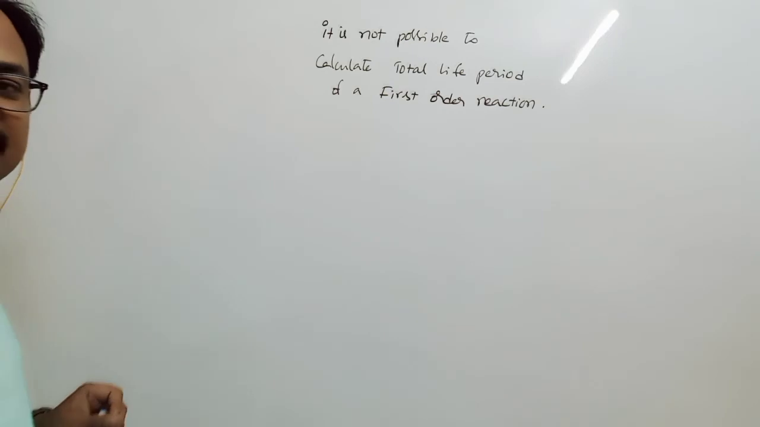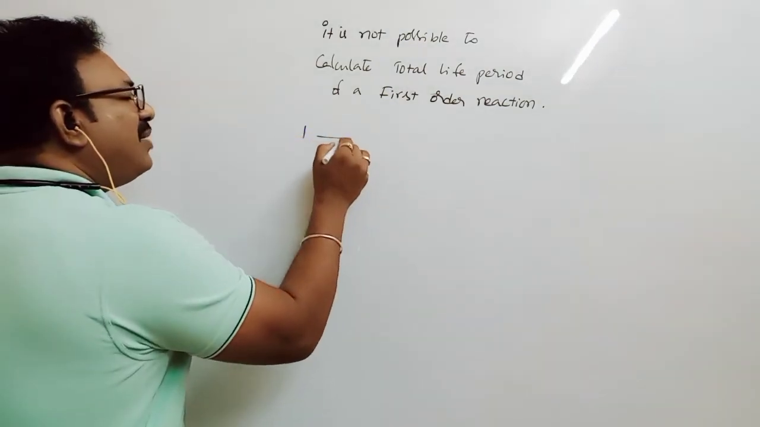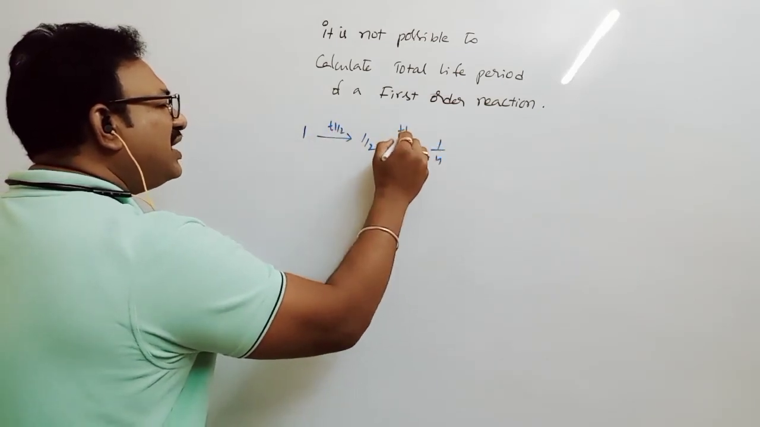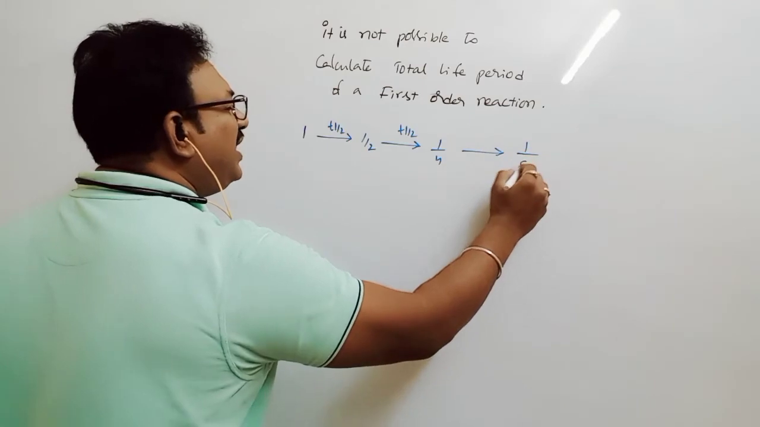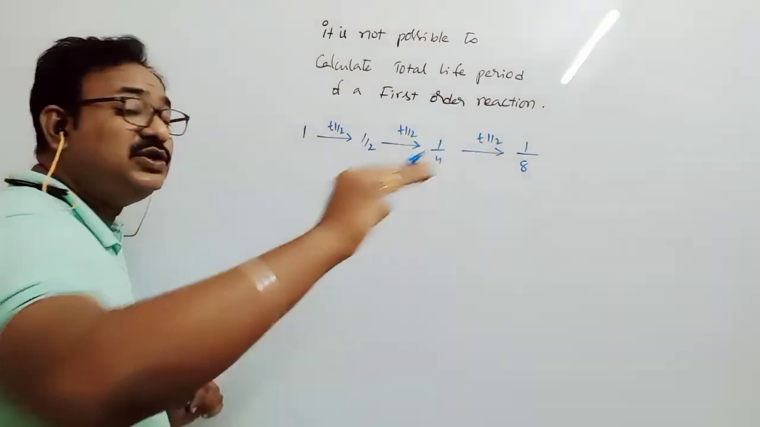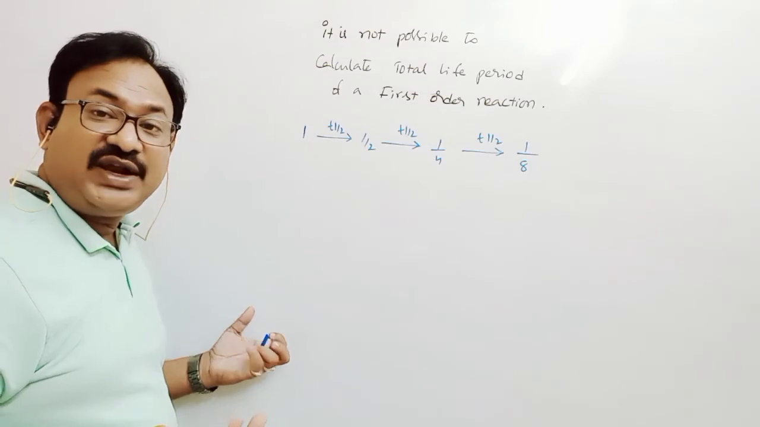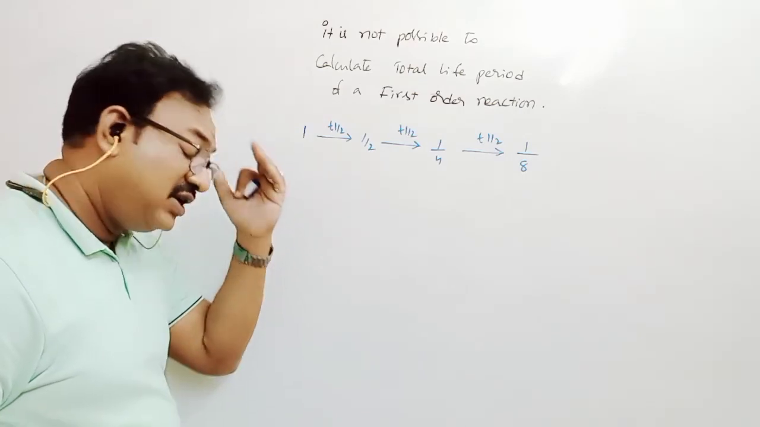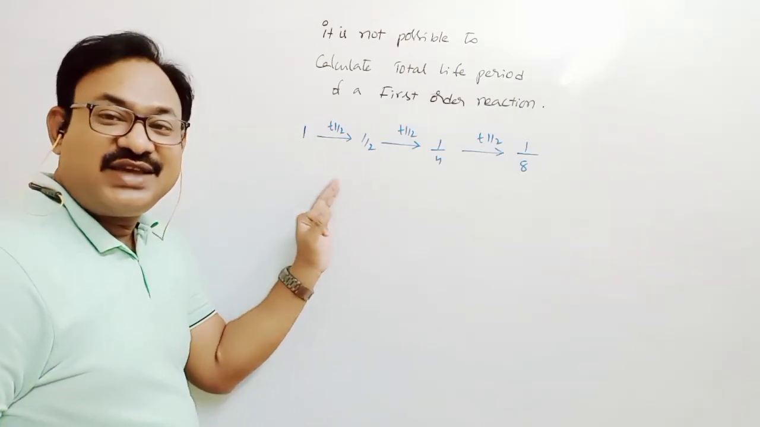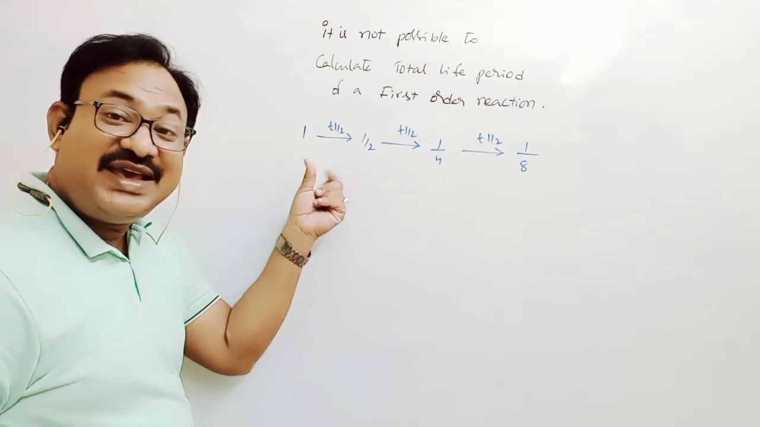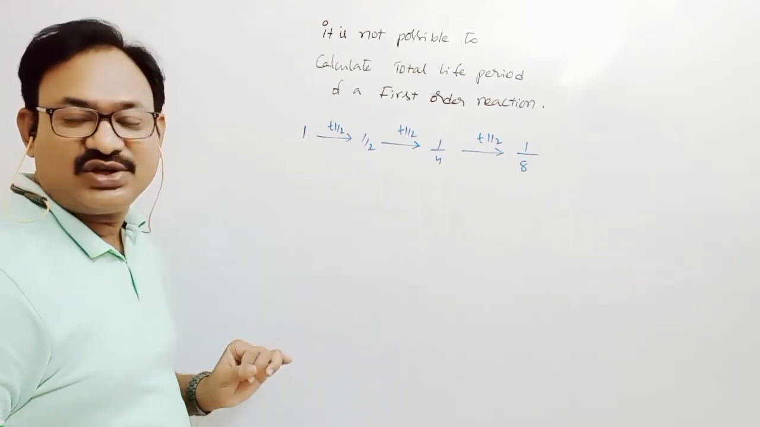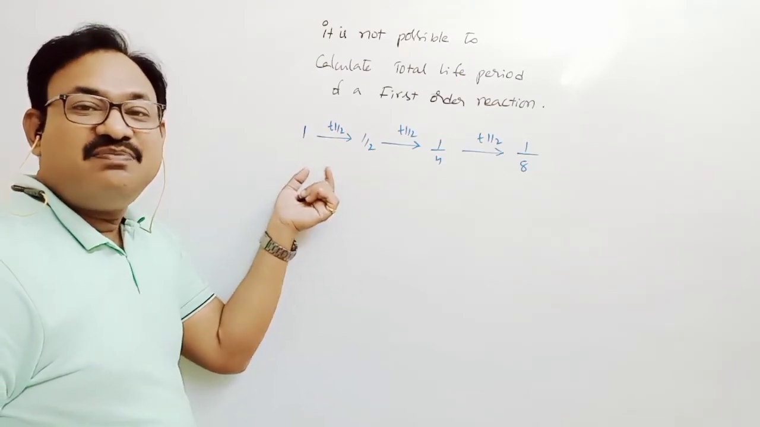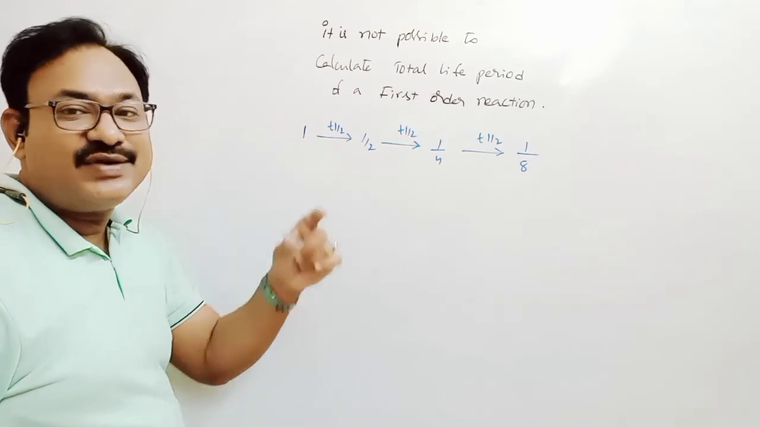Sir, why is that? Listen. To go from 1 gram to half a gram takes one half-life, then from 1/2 to 1/4 another half-life, from 1/4 to 1/8 another half-life, and it continues like this. So you can find the exact half-life, but you cannot find the exact time to complete a first order reaction. It is impossible because it becomes infinite.